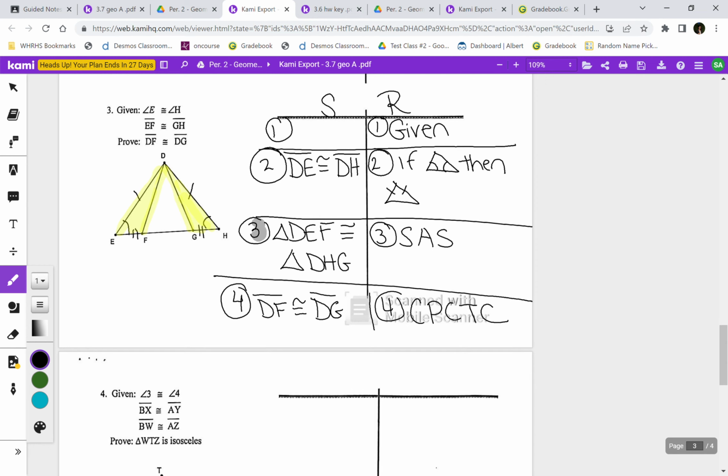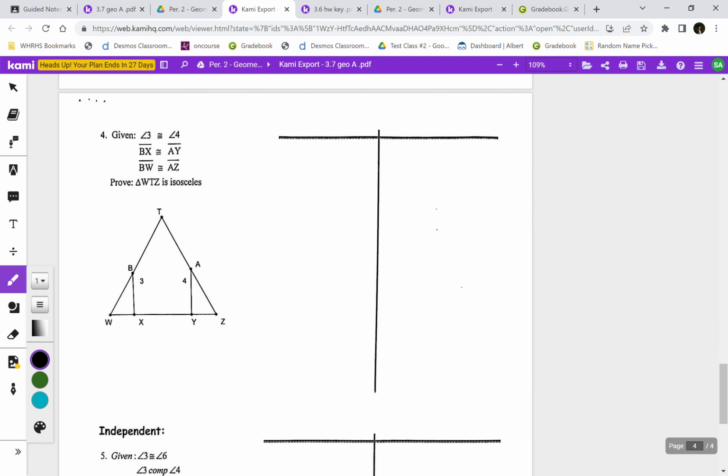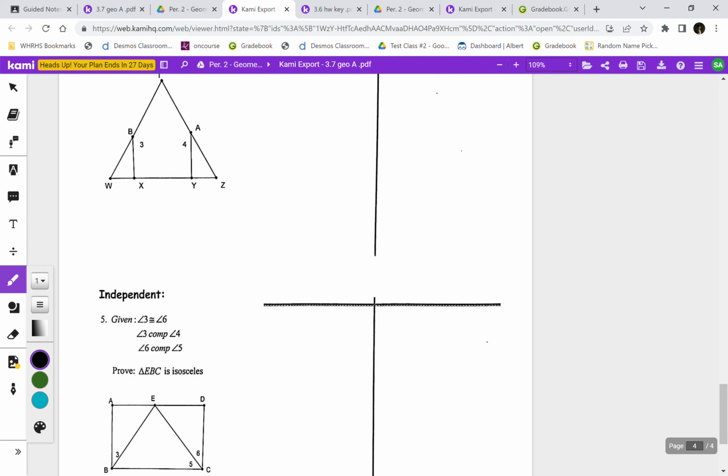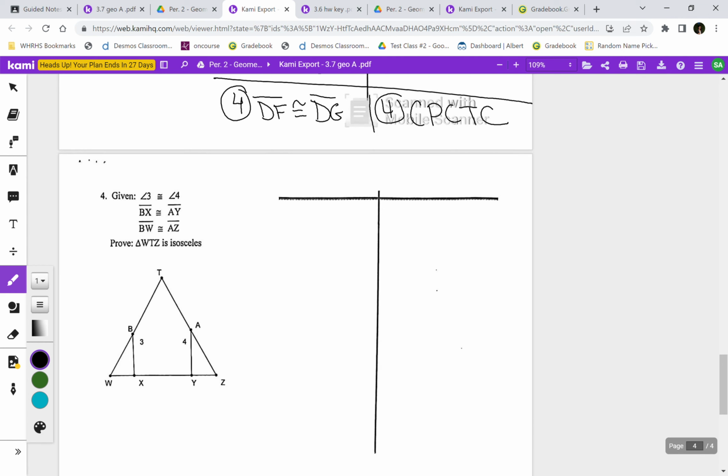Anybody still copying? Okay, this is the last one we're going to do together. Then I have one for you to try on your own. Diagram got a little shifted. So angle 3 is actually angle XBT. So that's that angle right there. And angle 4 is actually angle YAT. That's that angle right there.